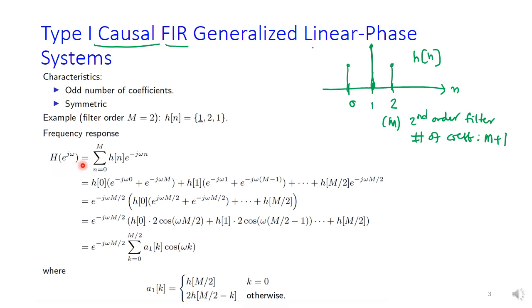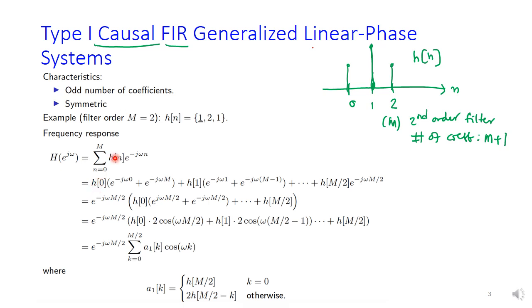Right, H of e power j omega, the DTFT, is the sum of h of n into e power minus j omega n. There are only M plus 1 non-zero values from 0 to M. You expand that out, and now you know that the 0th term is the same as the Mth term, the first term is the same as the M minus 1 term, and the second term is the same as the M minus 2 term. So they exist in pairs, and there is only one isolated term, which is at M by 2. Essentially the coefficients are the same for 0th and Mth, first and M minus 1, and so on.